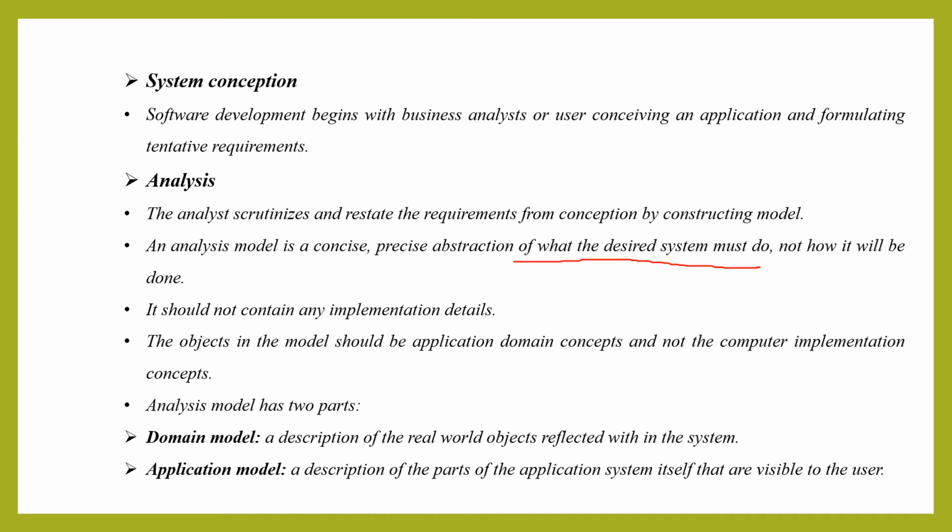The analysis model could be of two parts, the domain model and the application model. The domain model is a description of the real world objects which are reflected within the system. Within the system, only the objects would be reflected. The application model is a description of the parts. In a problem or requirement, we may have n number of parts. So it is the description of those parts of the application system, and it should be visible to the user how that particular part has been designed. So that is your application model.